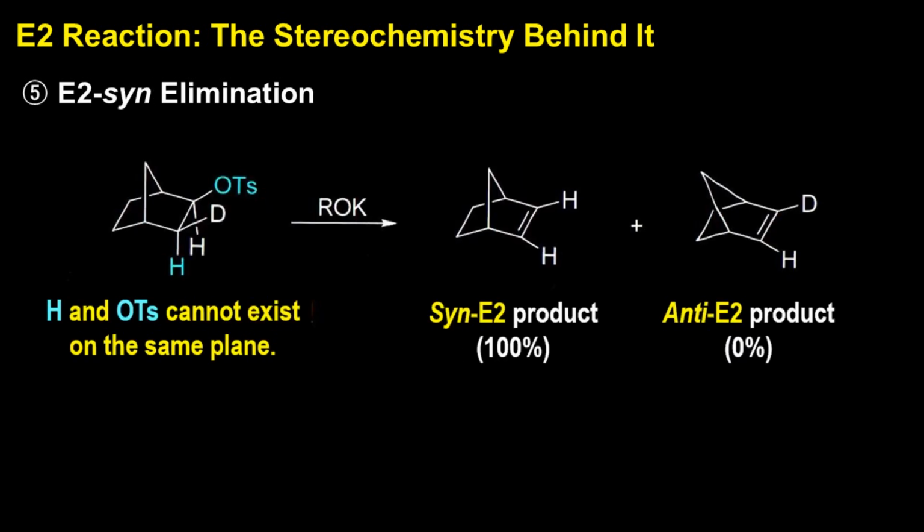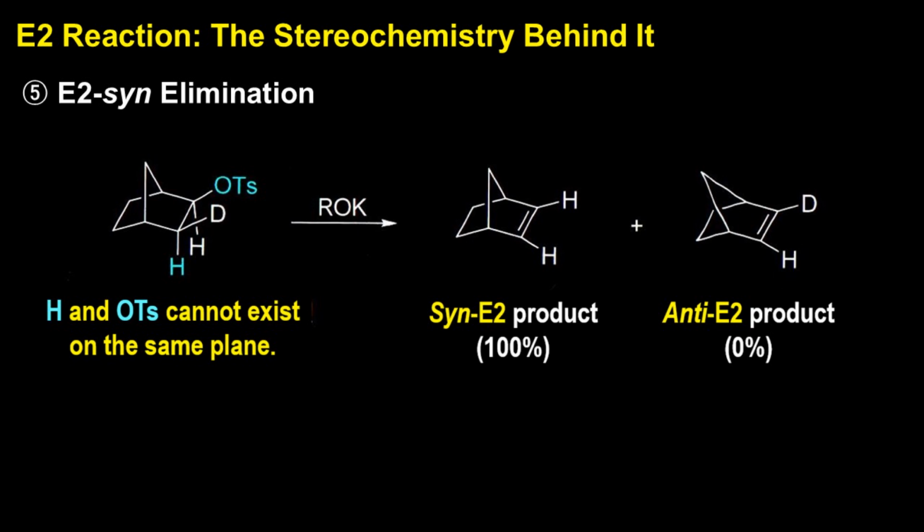Let's take a quick look at Syn elimination. Even though it's rare, E2 reactions can go through a Syn-periplanar transition state, but usually only when anti-periplanar geometry just isn't possible. A good example is a bicyclic system.